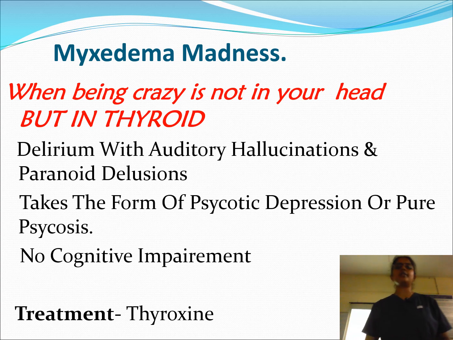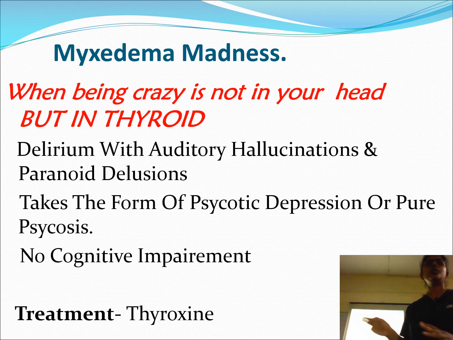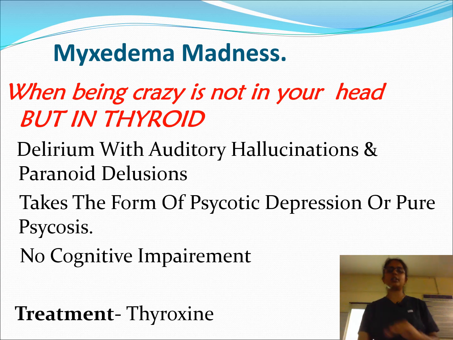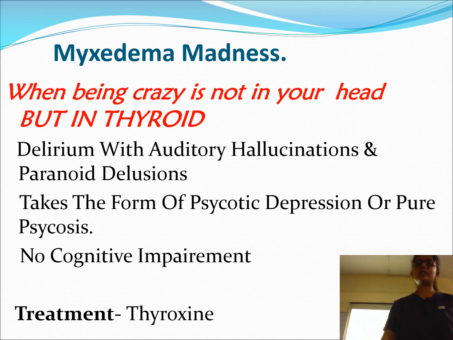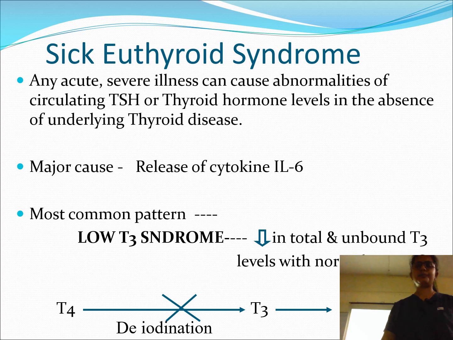What is myxedema madness? When a patient presents with myxedema coma, you can see delirium with auditory hallucinations and paranoid delusions. This takes the form of psychotic depression or pure psychosis, and there is no cognitive impairment, and the treatment is thyroxine. Mainly the patient presents with altered sensorium and all the other symptoms can be seen. This is what myxedema madness is.